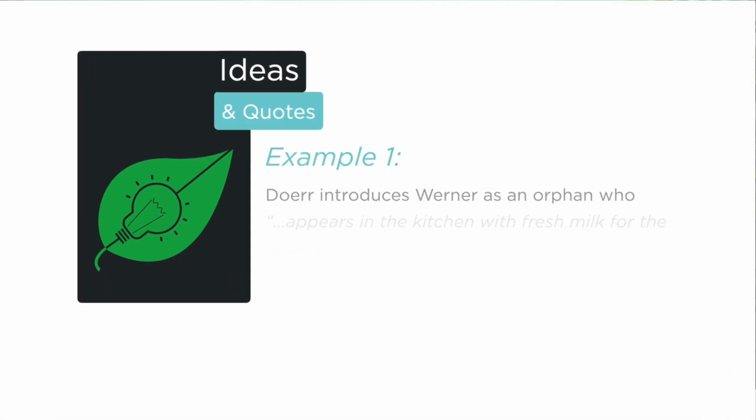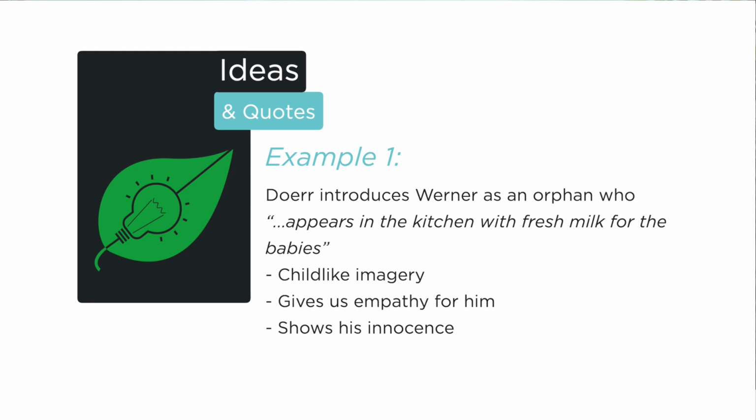the text? Cool, so when Werner is first introduced, we're told that he appears in the kitchen with fresh milk for the babies. So what we've got here is the technique of imagery. We've got this very childlike image of milk, which is obviously quite childlike. We've got babies, and there's a bunch of other techniques from these first few pages, and quotes that you could take as well that are about how he's such a sweet little orphan boy, basically.